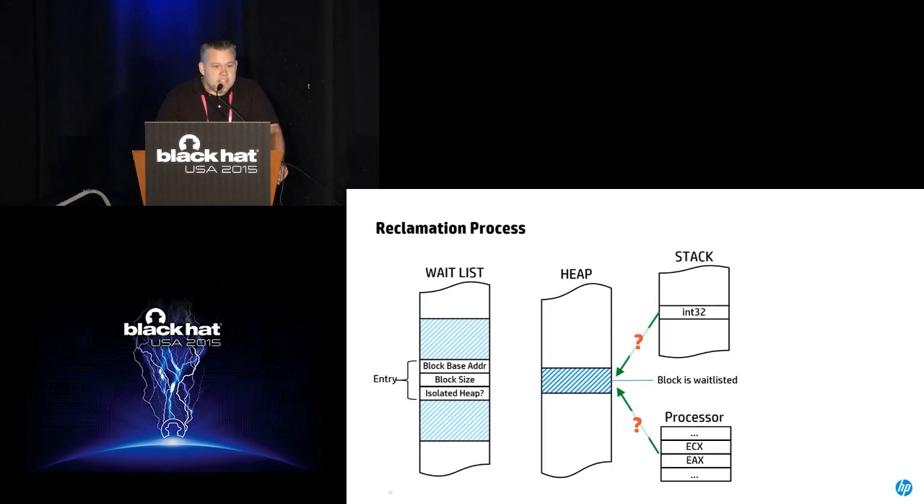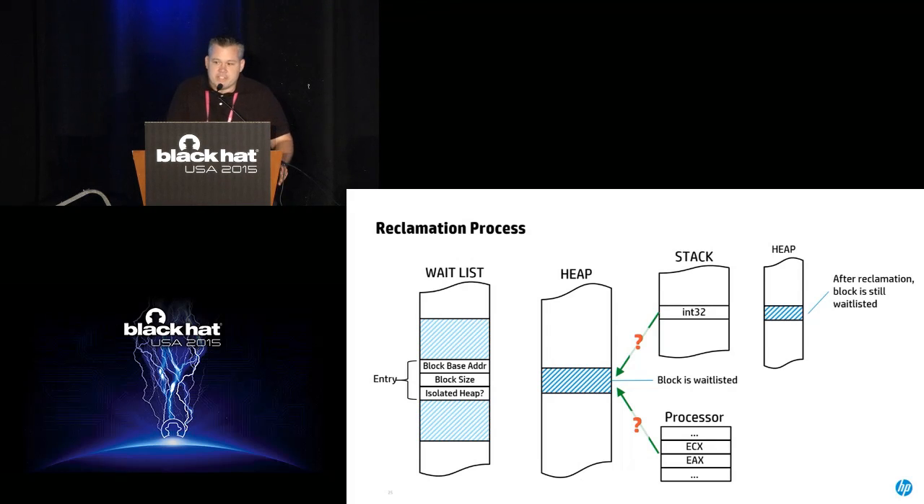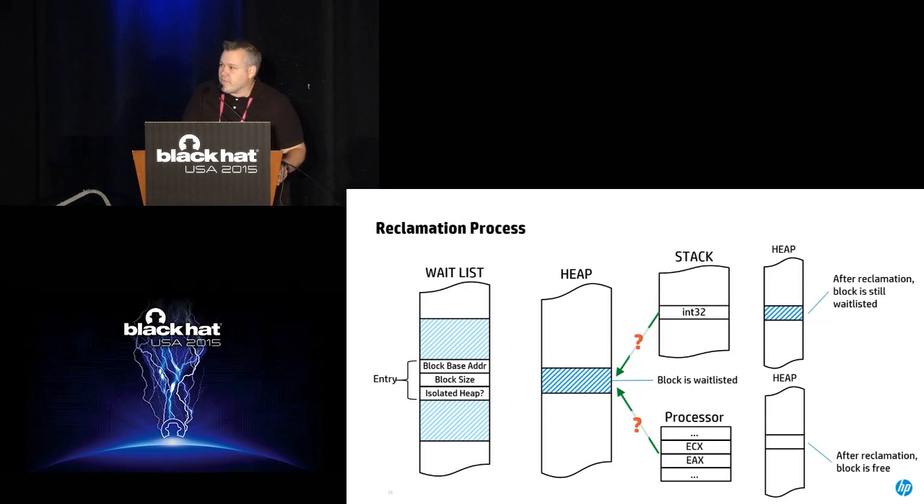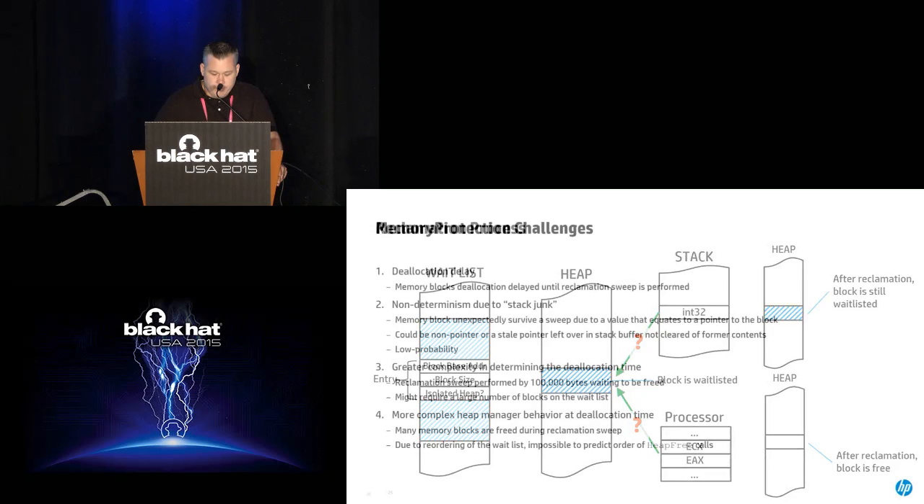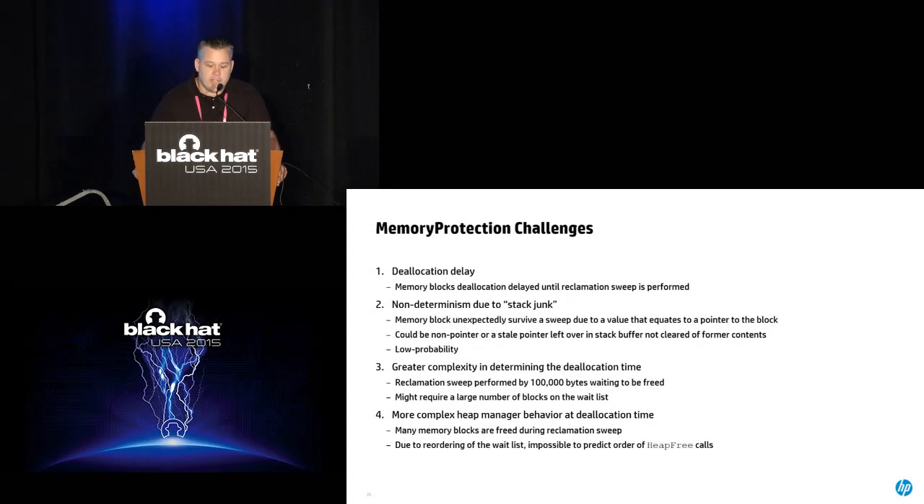If there is a reference, the block will be waitlisted and continue to be waitlisted after protected free is complete. But if there are no references, it will free the block at the heap manager level. So for use after free vulnerabilities where there is a reference on the stack or in the processor registers, memory protection is highly effective against those use after frees. But there are cases where references do not exist to the objects.